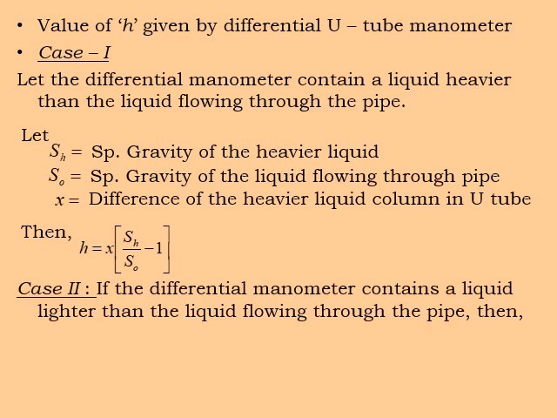Case 2 is if the differential manometer contains a liquid lighter than the liquid flowing through the pipe. In this second case, the heavier liquid is flowing through the pipe and the light liquid is used in the U-tube manometer. So now this equation becomes H is equal to X into (1 minus SL, the light liquid, by So).